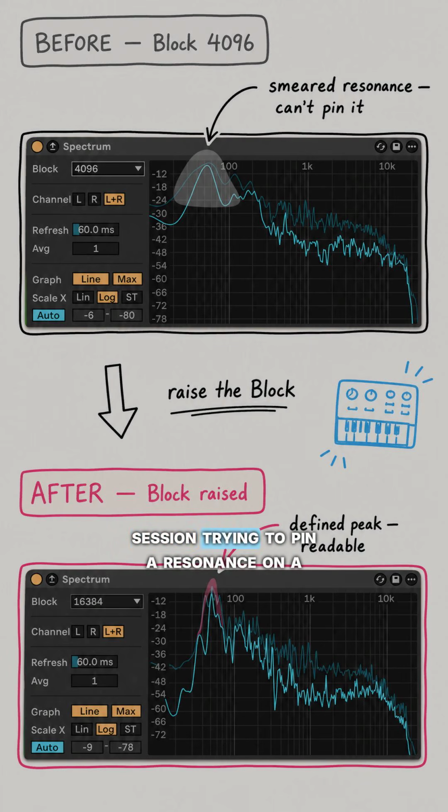Then I spent a session trying to pin a resonance on a synth pad and kept getting a smeared hump instead of a defined peak. Moved the block up and it sharpened into something I could actually read. That was the moment I realized I'd been thinking about this parameter completely wrong.